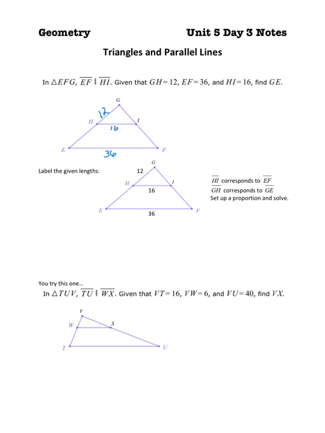You need to find GE. So we did the first thing. We labeled them. It's a habit. I do it immediately. So you've got HI corresponding to EF. See, that's the base of the triangle. And GH corresponds to GE. Set up a proportion and solve.